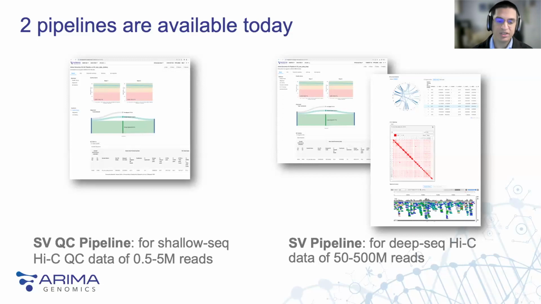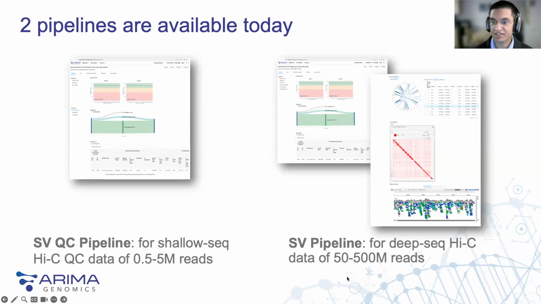The SVQC pipeline is a quality control pipeline specific for determining whether your sample has the quality metrics that are suitable for structural variant analysis. It takes a shallow-seq sequencing run, so it could be a downsampled version of a deep sequencing Hi-C data set, or it could be just a shallow-seq run of 0.5 to 5 million reads. This will be free to all Arima Hi-C customers. So if you've purchased a Hi-C Plus kit, a Hi-C Plus FFPE kit or a new Arima SV detection assay kit, the QC pipeline is free to you.